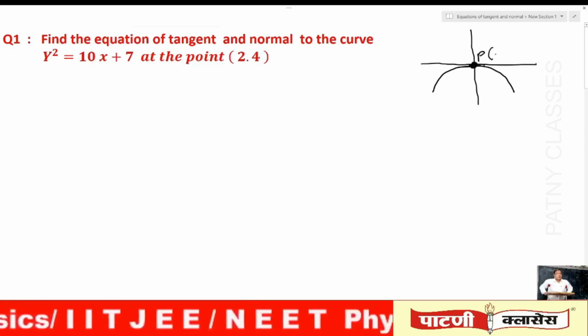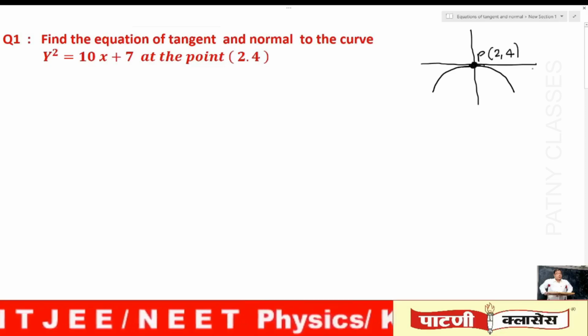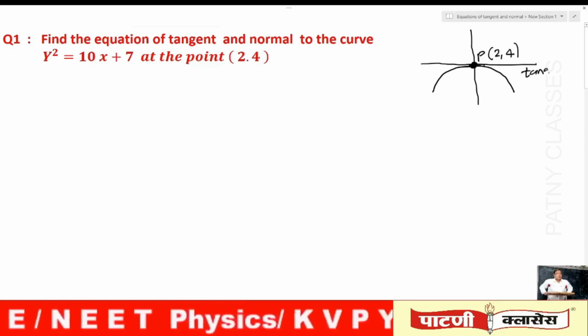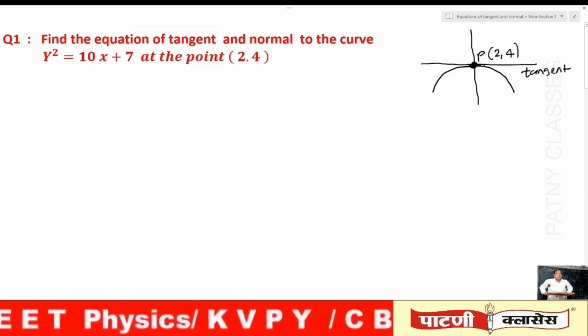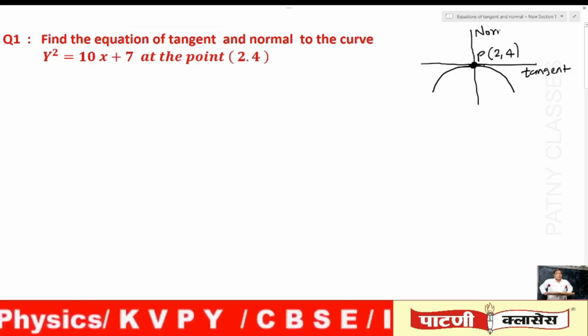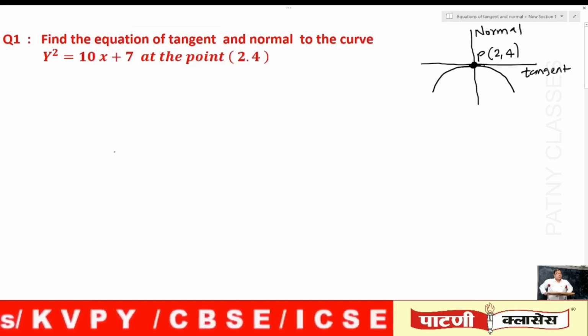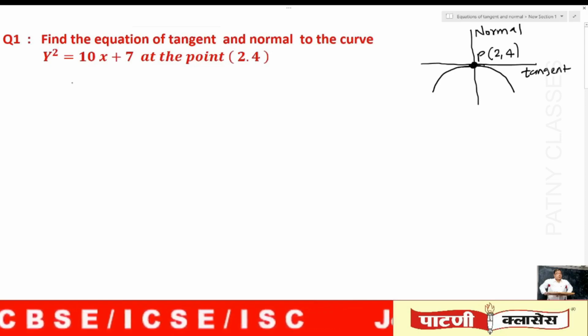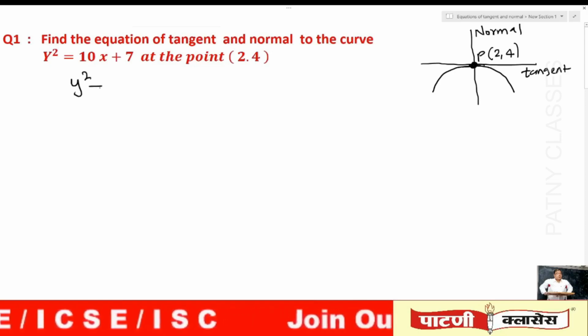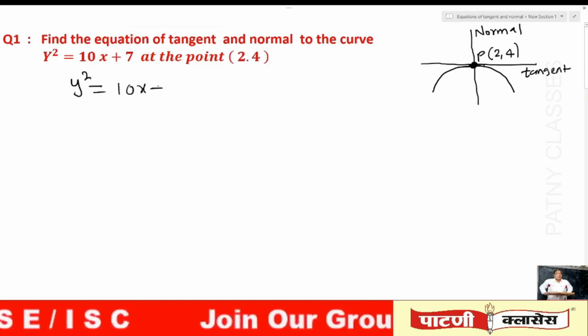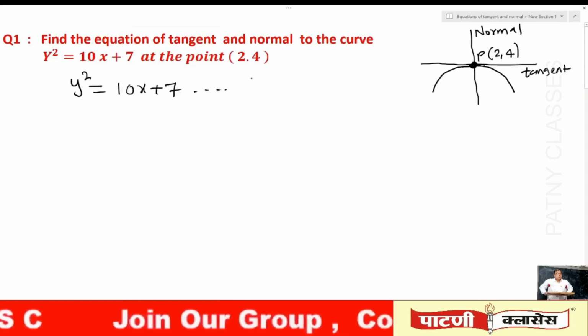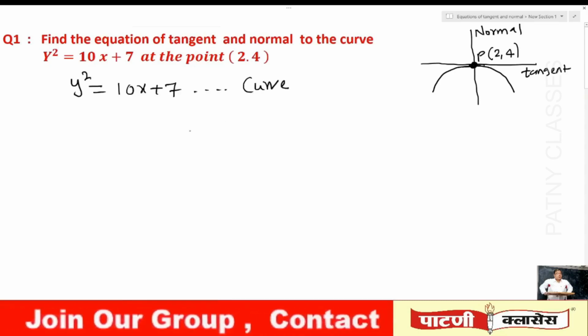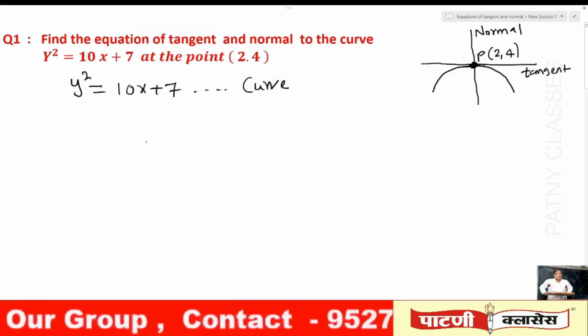Let us call it 2 comma 4, and this is the tangent, and any line perpendicular to the tangent is called normal. So this is the normal. So we are having tangent and normal, and we need to find the equation of tangent and normal. What I am having is y square equals 10x plus 7, and this is the given curve. Anything which is not straight is called a curve.